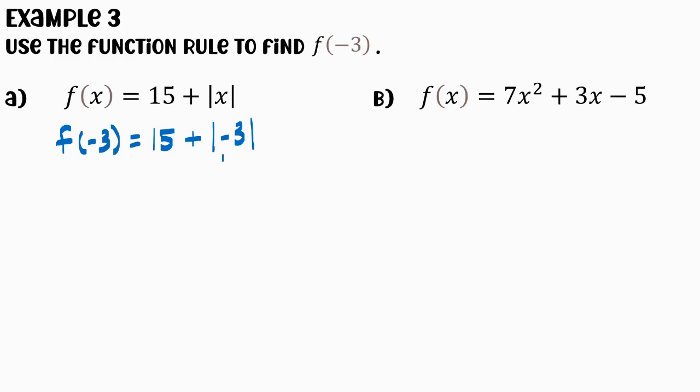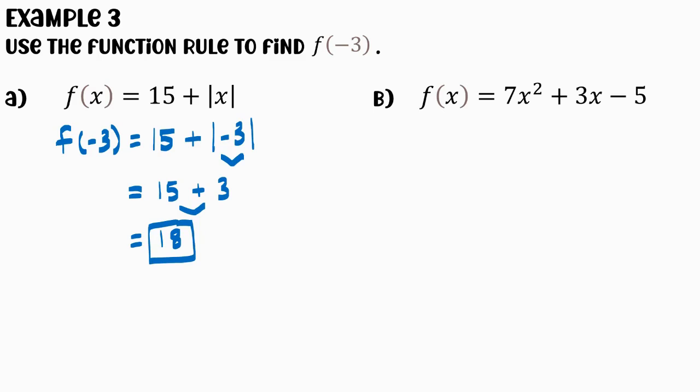Okay, so we're going to start off by taking the absolute value of negative 3. So the absolute value of negative 3 is going to be positive 3. And the important thing to remember is the absolute value is always positive. Okay, so then I'm going to rewrite this. So I have 15 plus 3. And then we just have to add 15 and 3 together. So 15 plus 3 is 18. So f of negative 3 is 18 in this problem.